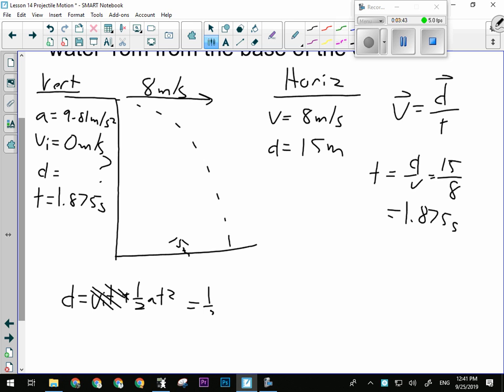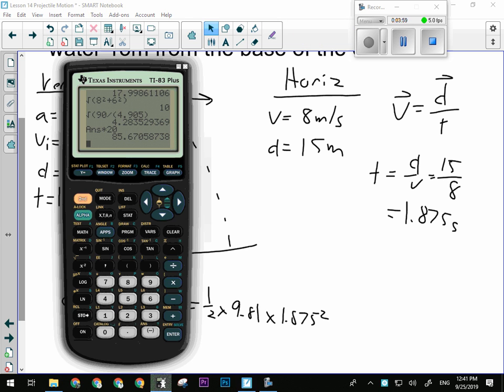Okay, so 1/2 times 9.81. And I'm not making that negative because everything is down in this question. I could make it negative if I wanted, but then I'll get a negative displacement, which is down. Times 1.875 squared. So 0.5 times 9.81 times 1.875 squared. Okay, so we're looking at a fall of 17.2 meters. So the cliff, to two significant figures, would be 17 meters.